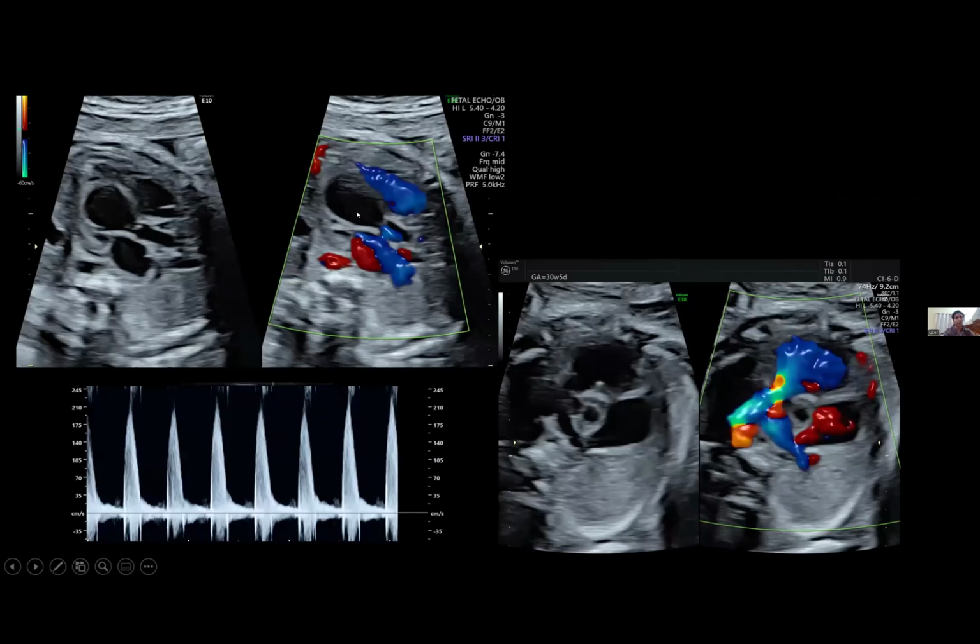In LVOT view, the aortic valve is seen persistently open in systole and diastole, and there was a narrow turbulent jet across the aortic valve with a peak systolic velocity of more than 200 centimeter per second. In the short axis view, the aortic valve was looking thick and dysplastic. Overall, the findings were suggestive of critical fetal aortic stenosis.